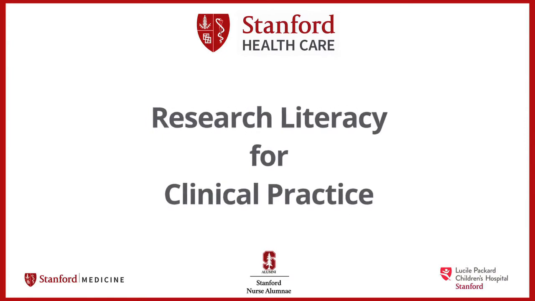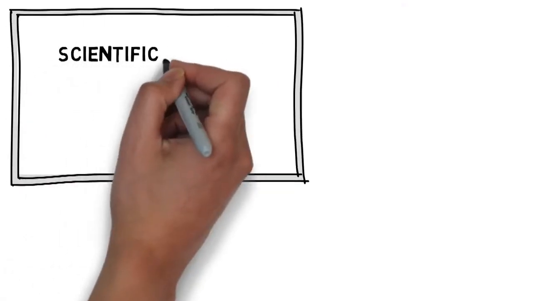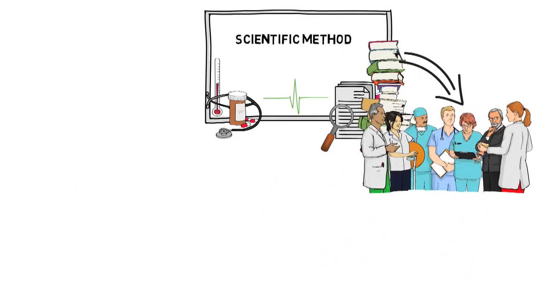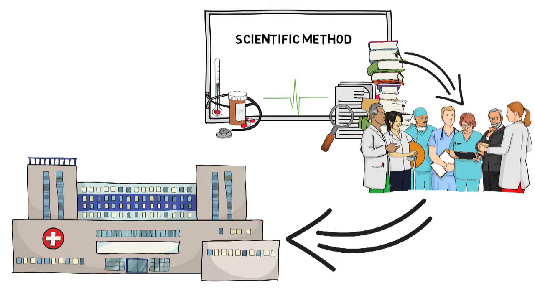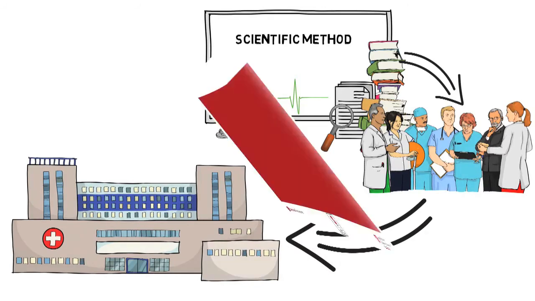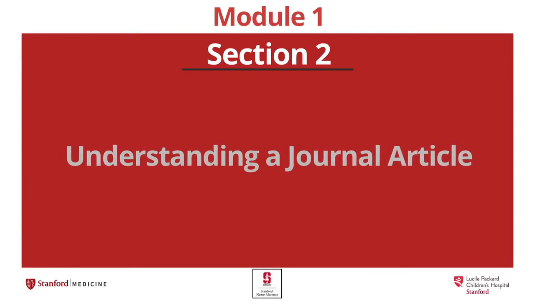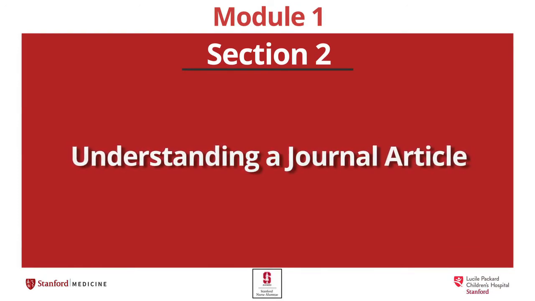Welcome to our series of learning modules that focuses on the value of research in patient care. Our objective is to educate clinical staff on the scientific method and how to apply it to everyday clinical practice. In this, the second section of Module 1, we will explore what it means to critically think about the evidence we gather to address our clinical questions.